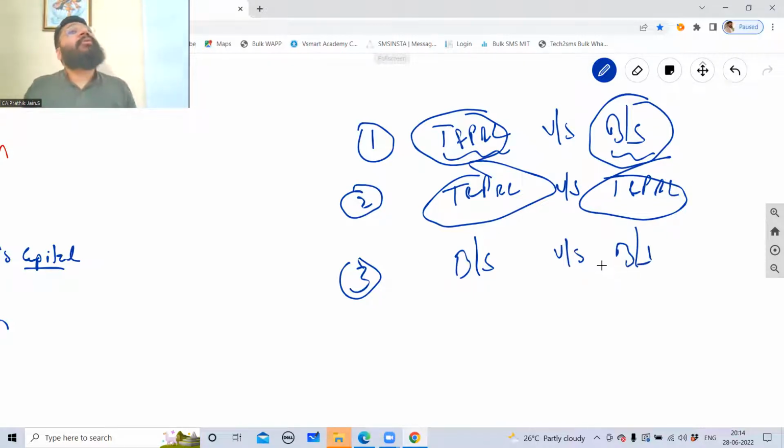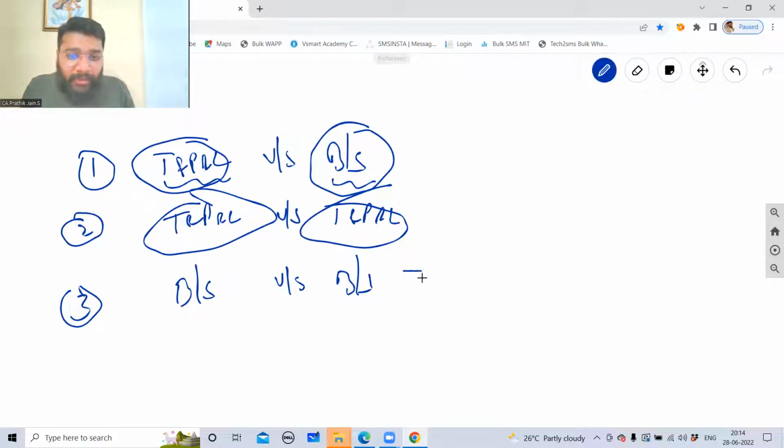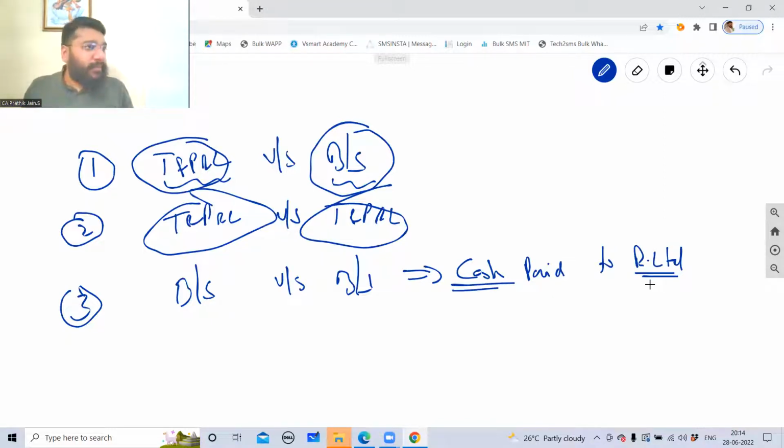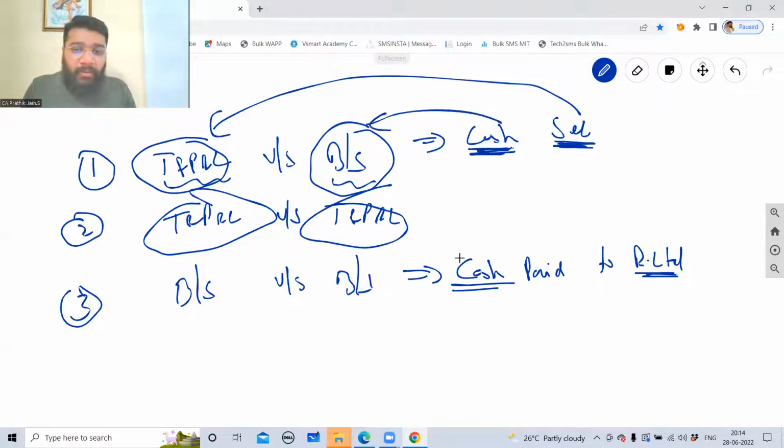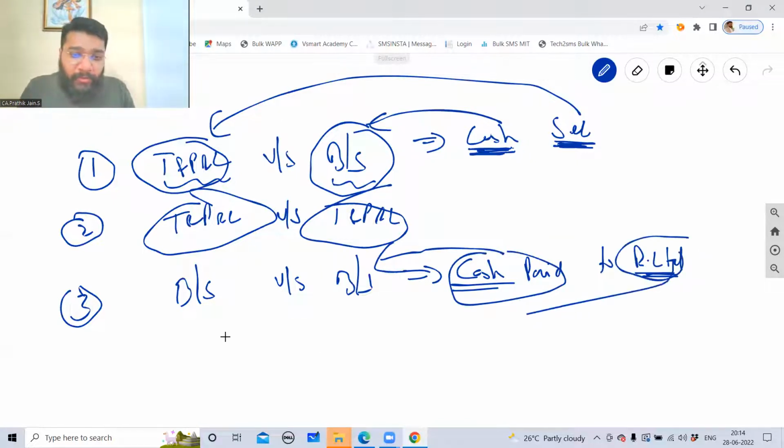For example, cash paid to Reliance Limited. Cash is an asset, Reliance Limited is a liability. So that is an example of both being balance sheet. Another example is cash sale. Cash is an asset on the balance sheet. Sale is my trading and P&L income. So one is trading and P&L, the other is balance sheet.